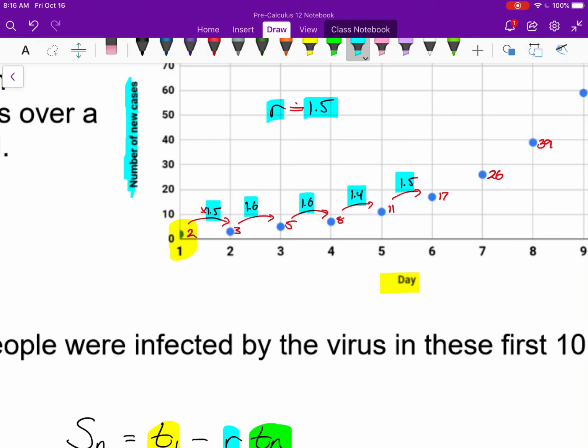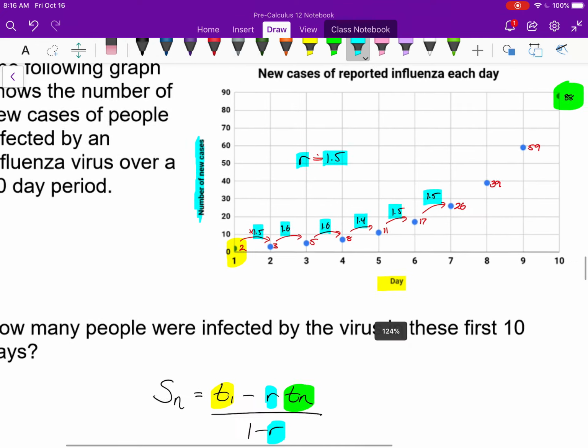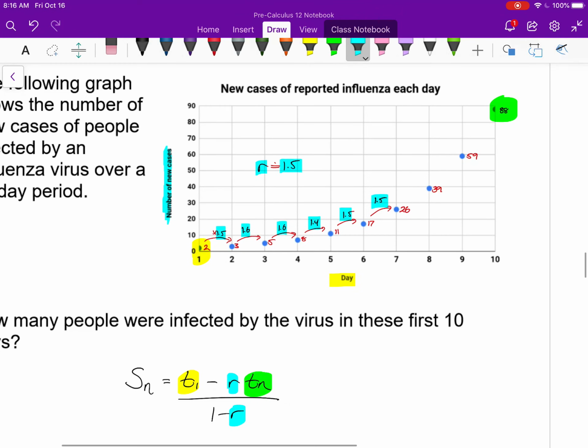If I went one more, 26 divided by 17, again I get about 1.5. And the larger the numbers get, the more accurate I think my R value is going to be. If I jumped to a conclusion too early, I might have thought it's closer to 1.6. However, another idea, which I like better, is to do this.